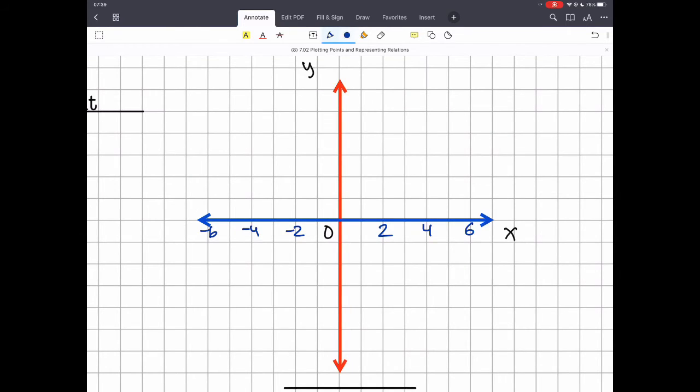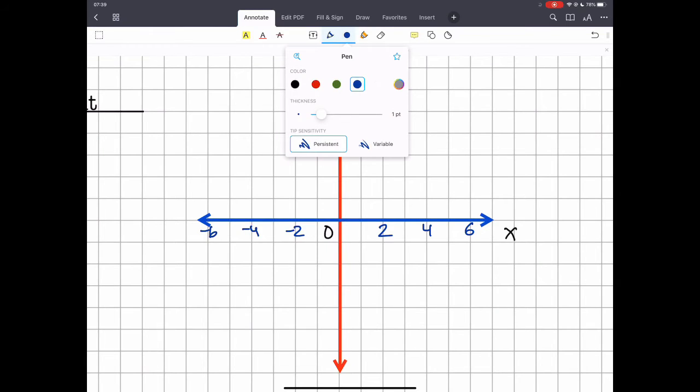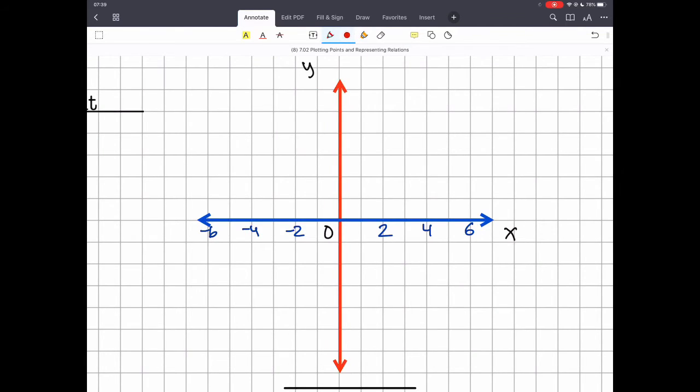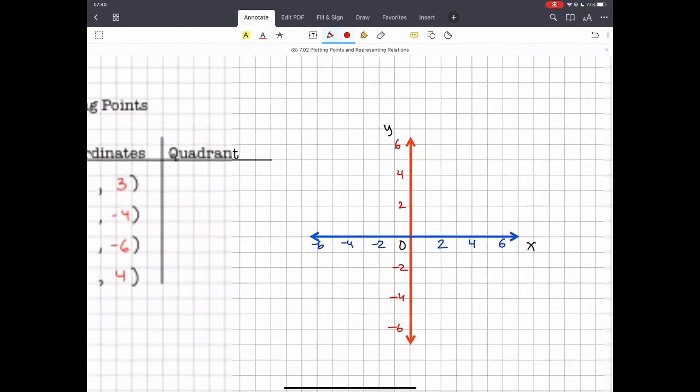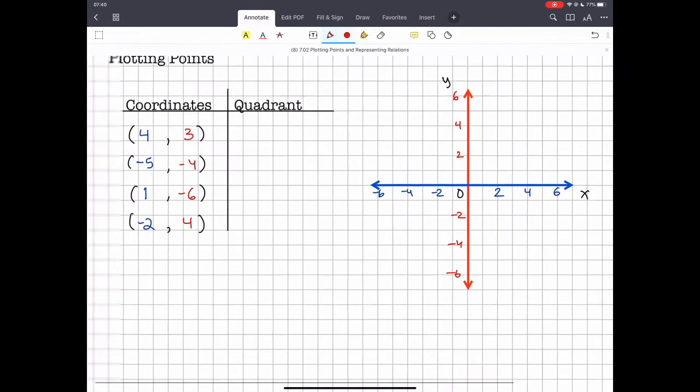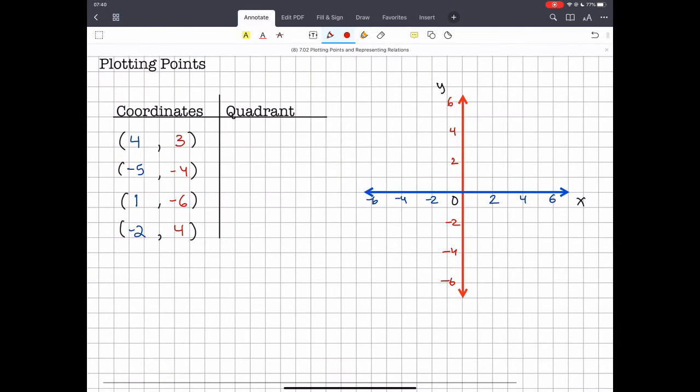And I skip the lines in between the 2s, the 4s, and the 6s, just so I don't overcrowd the axis. I'm going to do the same thing with the y-axis. So I'm going to go upwards from the origin. I'm going to skip the line and put a 2, a 4, and a 6. Then I'm going to fill in the negatives, going downwards from the origin, skip the line, -2, -4, -6. So that's how I fill in the x and the y axis on my coordinate plane.